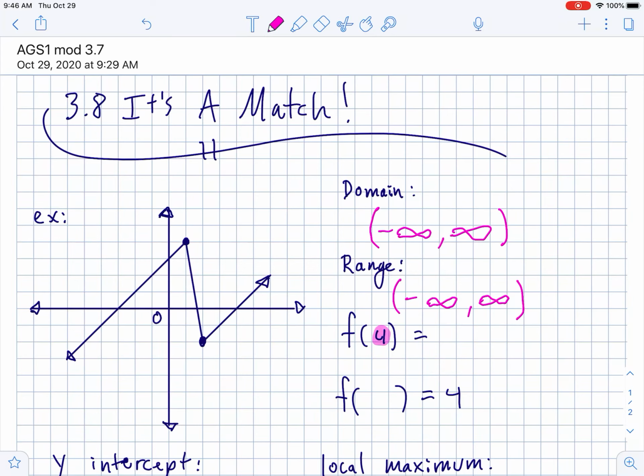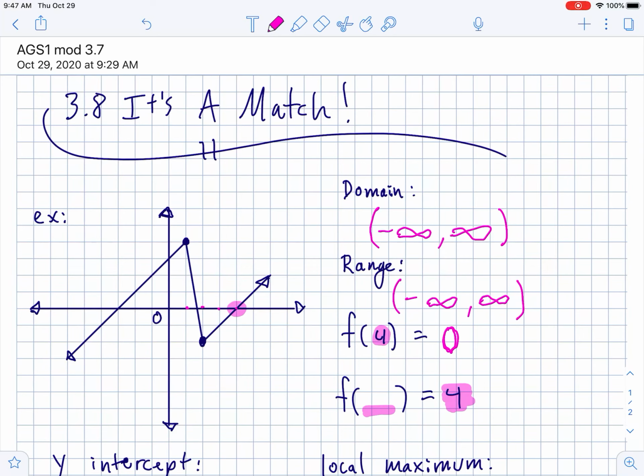The next question asks, what is f of 4? Which means this 4 is an input, an x. So if I go to the graph and I count 1, 2, 3, 4, at this point right here, the output is 0 because it's on the x-axis. So that's the coordinate 4, 0, which means if you put in a 4, you get out a 0. So this is 0.